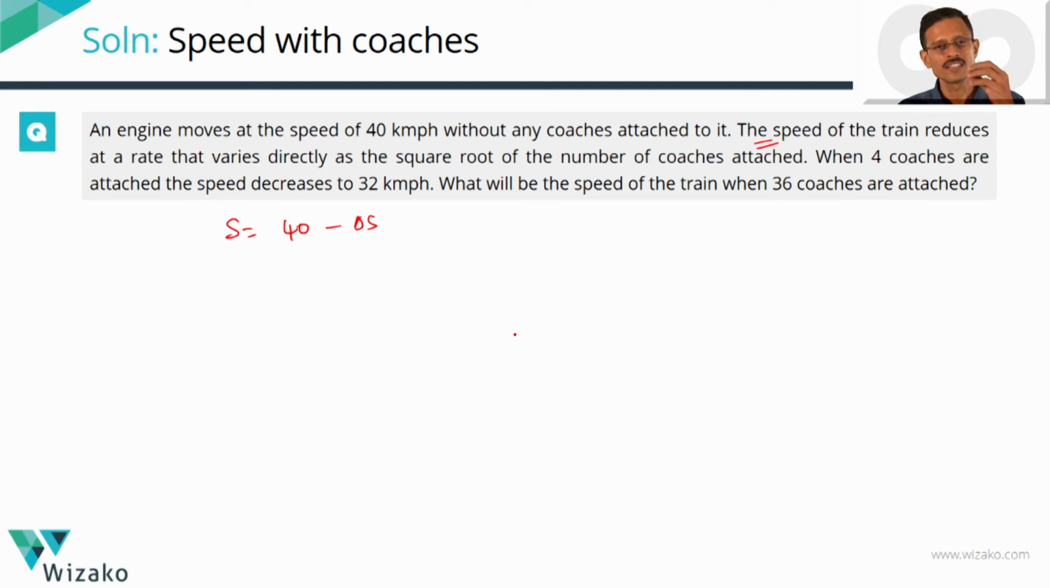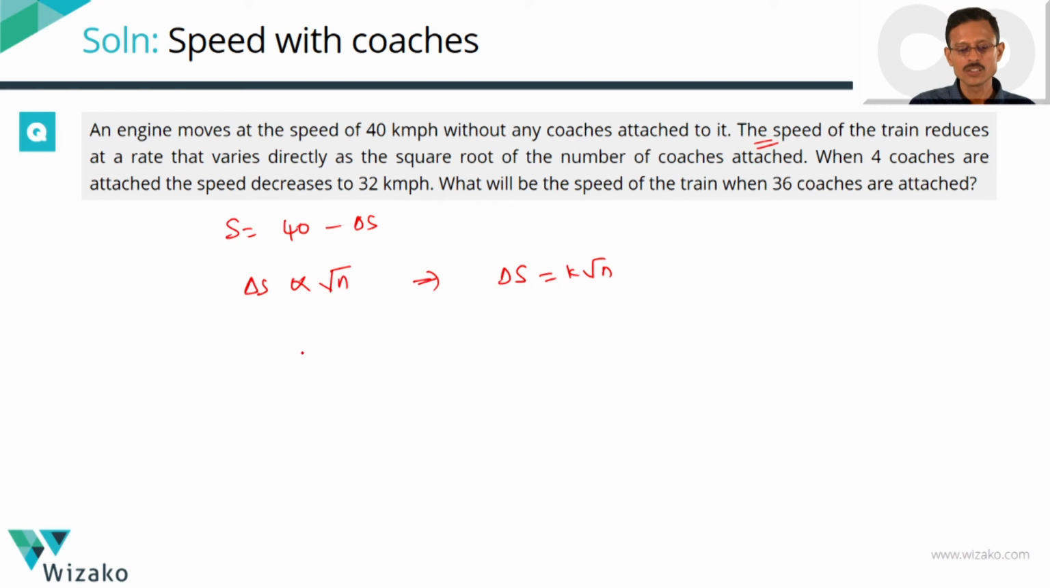It's a word problem. Let's watch it very carefully. Pick each sentence, interpret it, and frame the equations appropriately. Otherwise, you won't get the right answer. The speed of the train reduces at a rate that varies directly. This reduction in speed varies directly as the square root of the number of coaches. Let's say the number of coaches is equal to n. It says that delta S is proportional to root n. Any proportionality, we can make it into an equation by adding a constant. So delta S is equal to k root n.